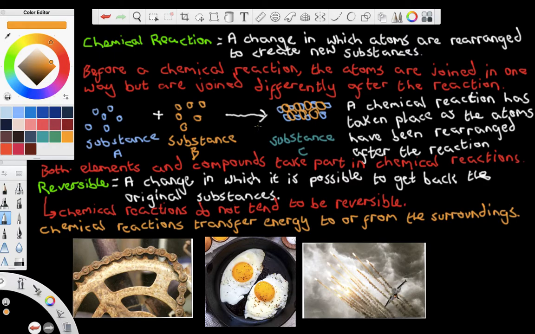Both elements and compounds can take part in chemical reactions. A reversible reaction is a change in which it is possible to get back the original substances. Chemical reactions do not tend to be reversible. They are reversible, but you have to do a lot of things to them to get them back to how they were. Chemical reactions transfer energy to or from the surroundings. Examples of a chemical reaction include the rusting of iron, the frying of an egg, or the use of magnesium in flares.